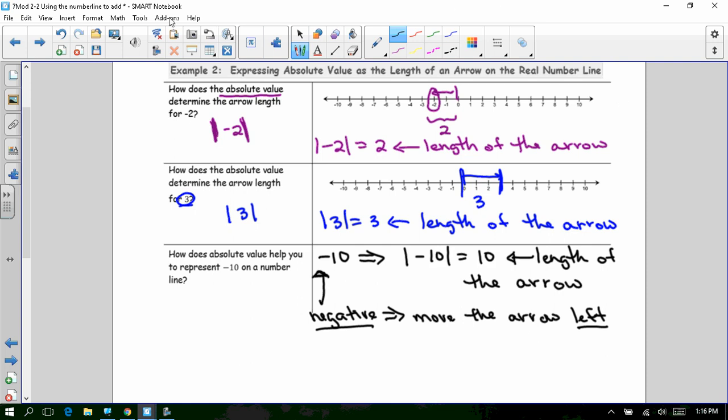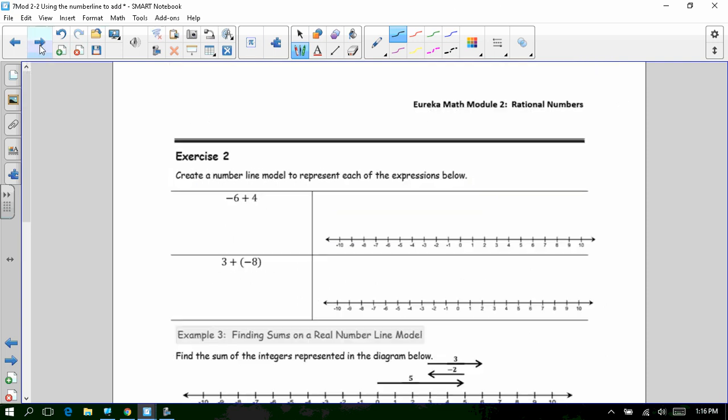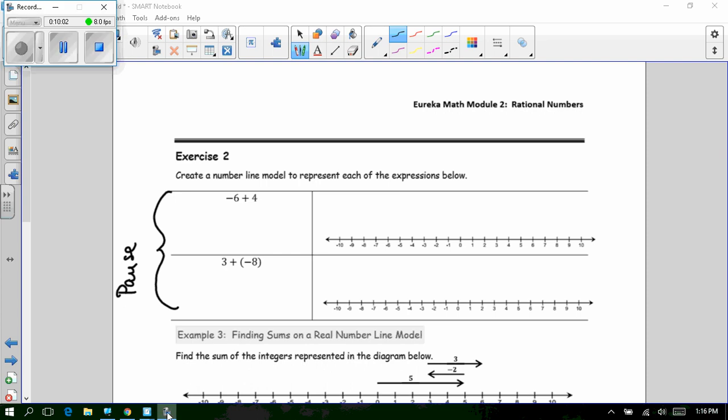All right, top of page 16. It says exercise 2. You see those 2 problems right there? These 2 right here. I want you to pause the video. I want you to do the problem, just like I've done my last 2 examples. And when you are done with that, check your answers with me and come back when you are ready to start exercise 3. Go ahead and hit pause right now.